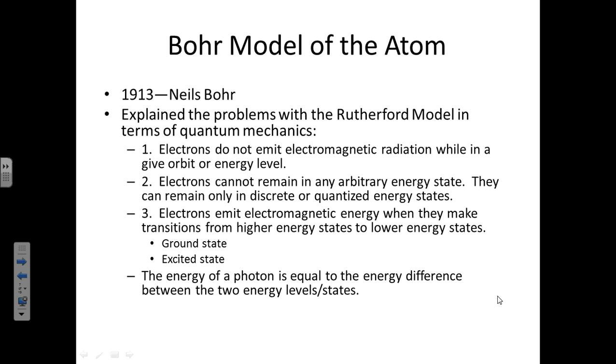All right, what Bohr wanted to explain were some of these problems with the Rutherford model. He found that electrons don't emit electromagnetic radiation while in a given orbit or energy level. They only give off energy when they're what? When they're going from a higher level back down to a lower level. That's when they give off the energy.